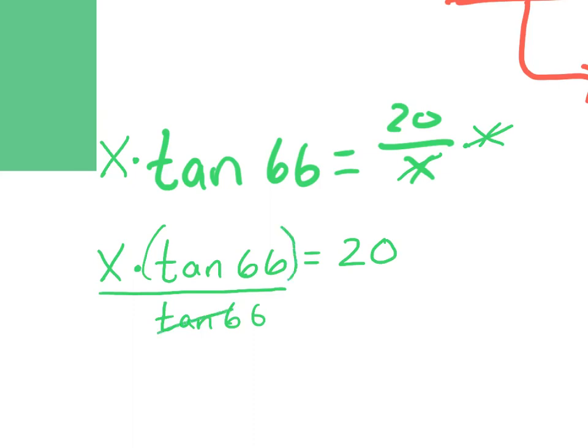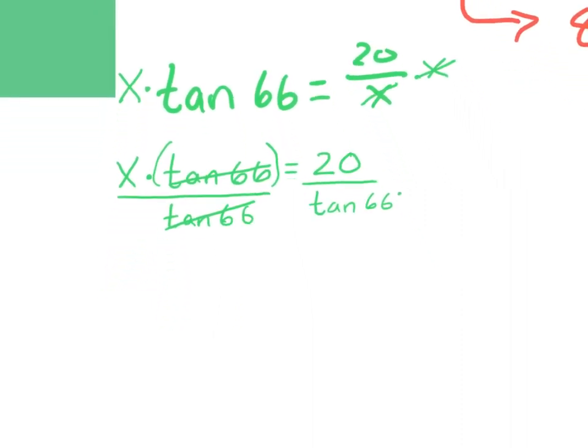So if I divide by the tangent of 66 degrees, it gets rid of it over there, and now we only have x. And now I'm going to go over here and also divide by the tangent of 66 degrees. So x is equal to 20 divided by the tangent of 66 degrees.